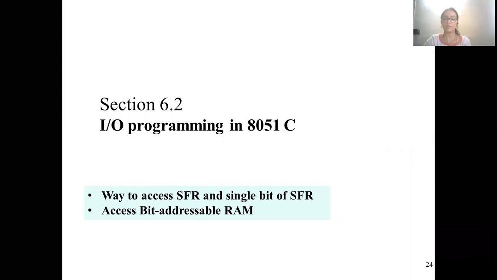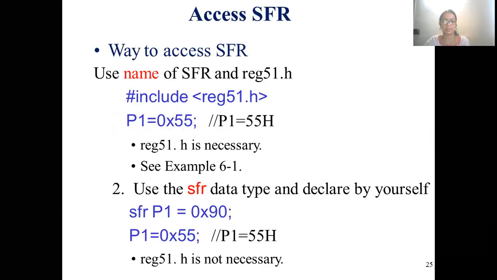There are two ways to access the I/O ports in 8051 using C programming. In this we will be learning the way to access the SFR, that is special function register, and next is to access bit addressable RAM. This we are going to study today. So first is how to access the SFR.